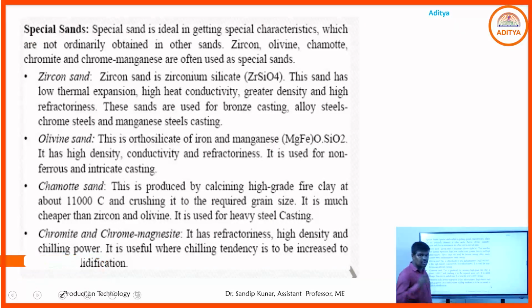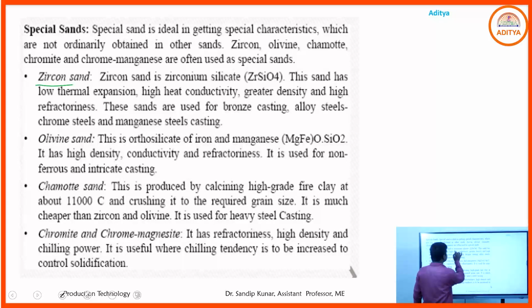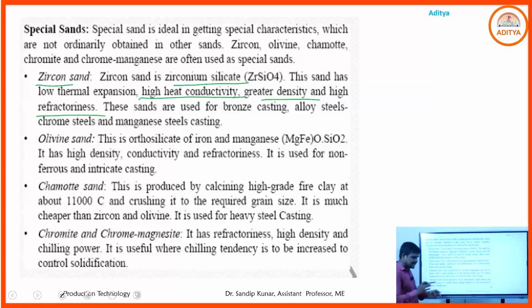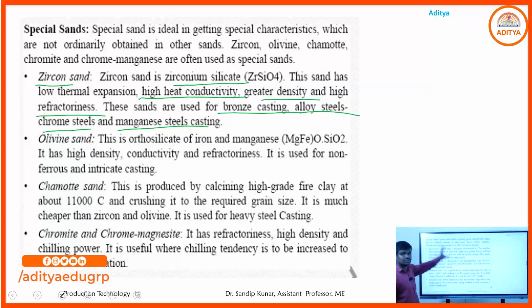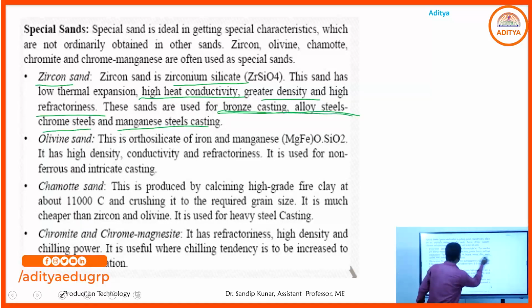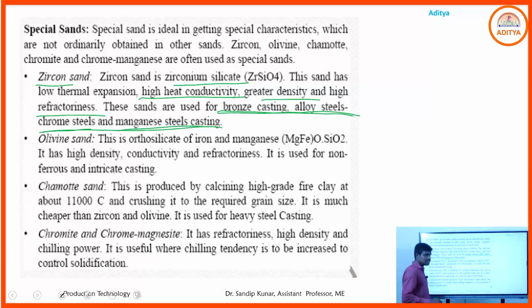Some special sands are used for special casting processes. For example, zircon sand, which is zirconium silicate. This sand has low thermal expansion, high conductivity, greater density, and high refractoriness, because it is specially prepared. It is used for bronze casting, alloy steel, chrome steel, and manganese steel casting, because this sand is prepared specially for these particular processes.